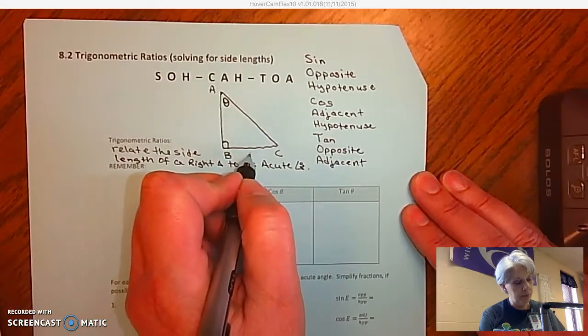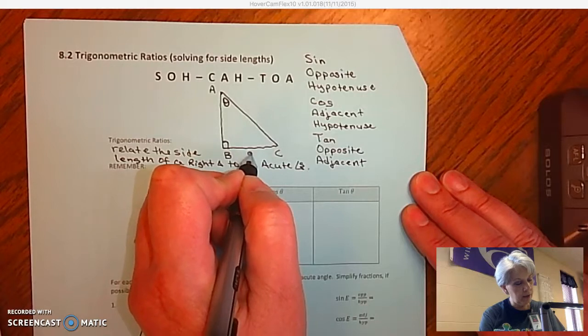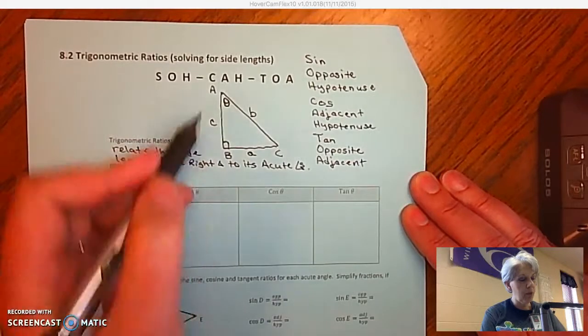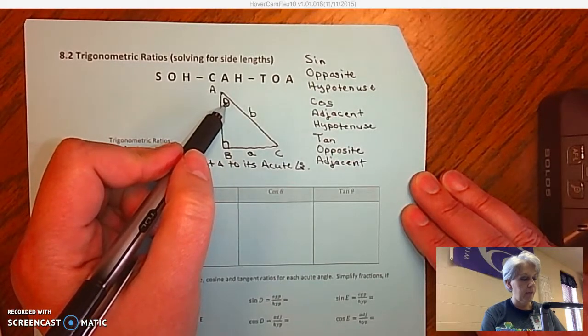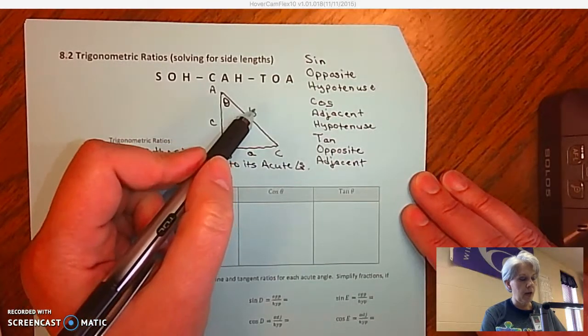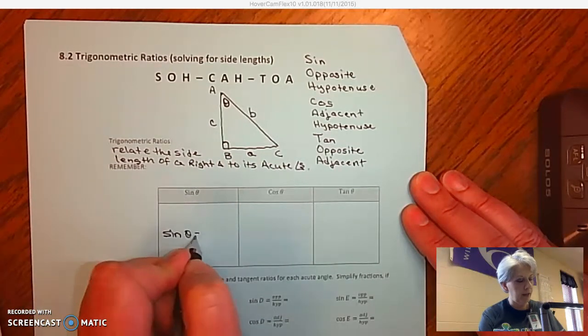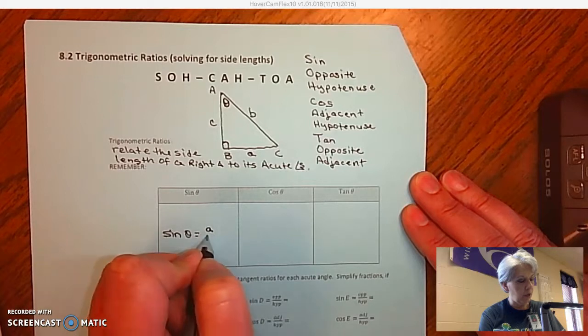Let me go ahead and put some letters here so that we know when we have our relationship set up. So if we have the sine of theta, it's opposite over hypotenuse. So the sine of theta, whatever that theta equals, is going to be A over B.